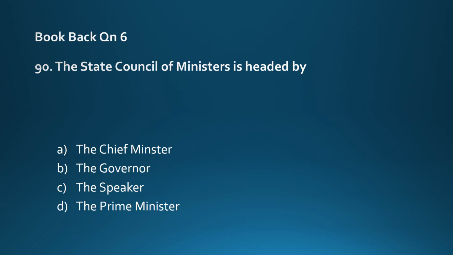Question number 90. The State Council of Ministers is headed by option A the Chief Minister, option B the Governor, option C the Speaker, option D the Prime Minister. Correct answer is option A the Chief Minister.